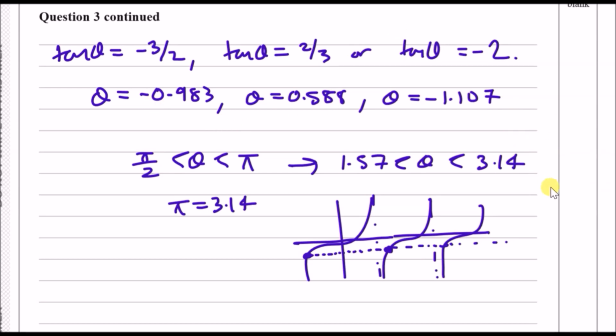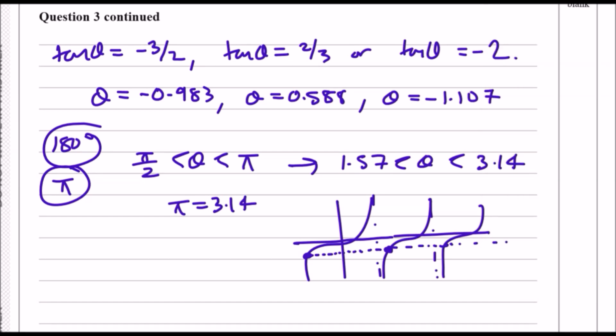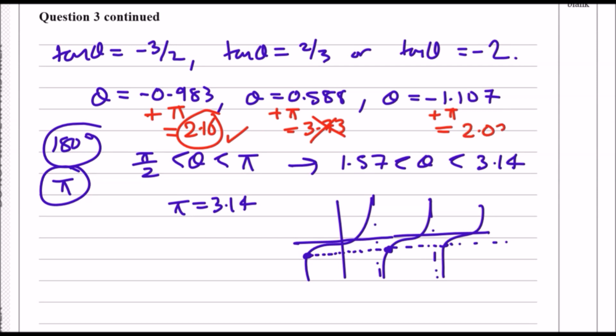But because we're working in radians, we can't use 180 degrees. We've got to use pi, because in radians, 180 is the same as pi. So that means, guys, for every single answer here, to get additional answers, keep adding pi. So for the first one, if we add pi here, we would actually get 2.16 in our calculator. If you add pi for this one, you would actually get 3.73, which is outside the range. So far, one is good. And lastly, if you add pi over here, you'll get another answer of 2.03.